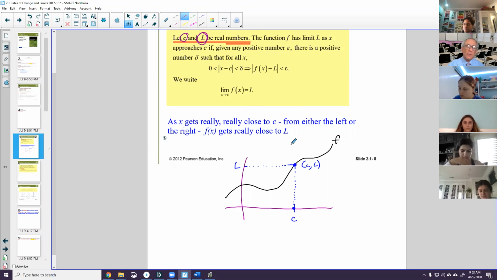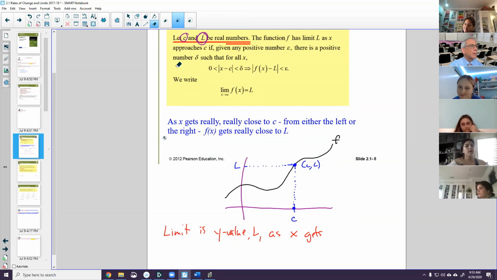Well, what a limit is, is not that point, but the y value L. So the limit is the y value L as x gets really, let's spell really correctly, that's always a good idea, gets really, really close to c.